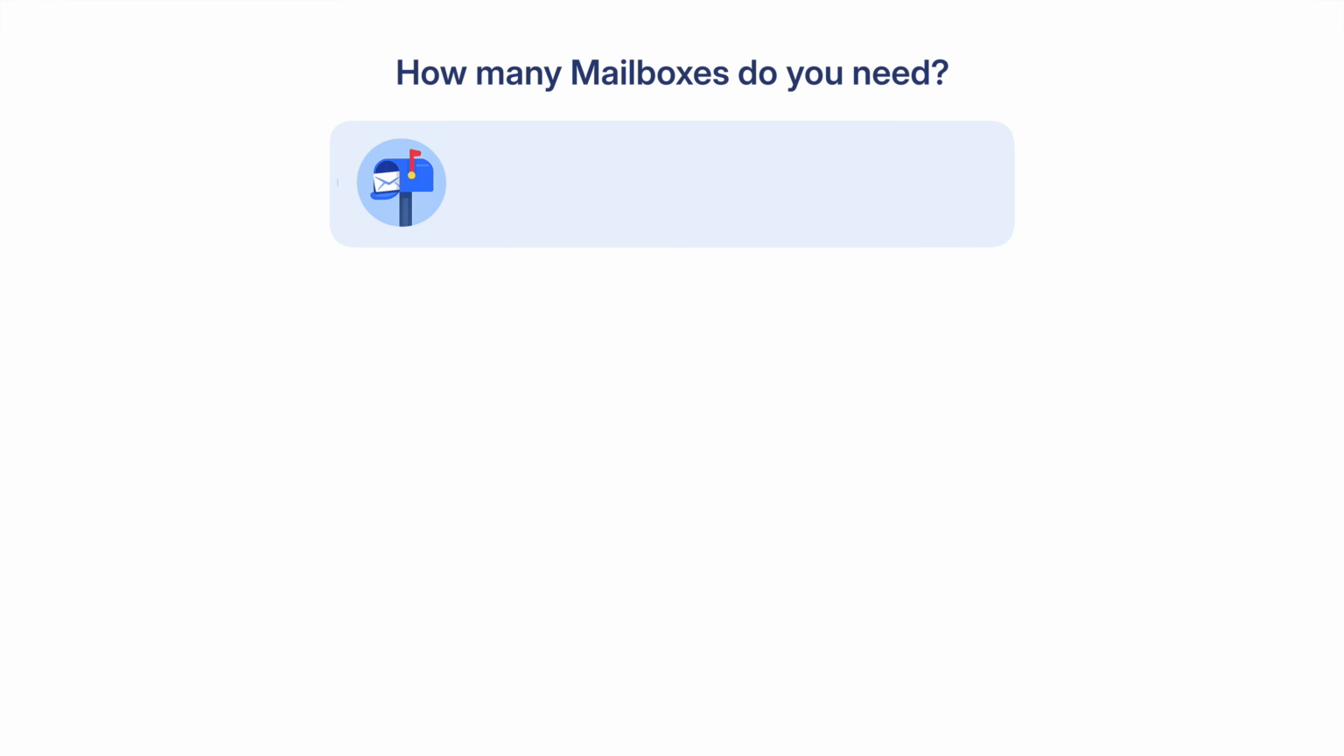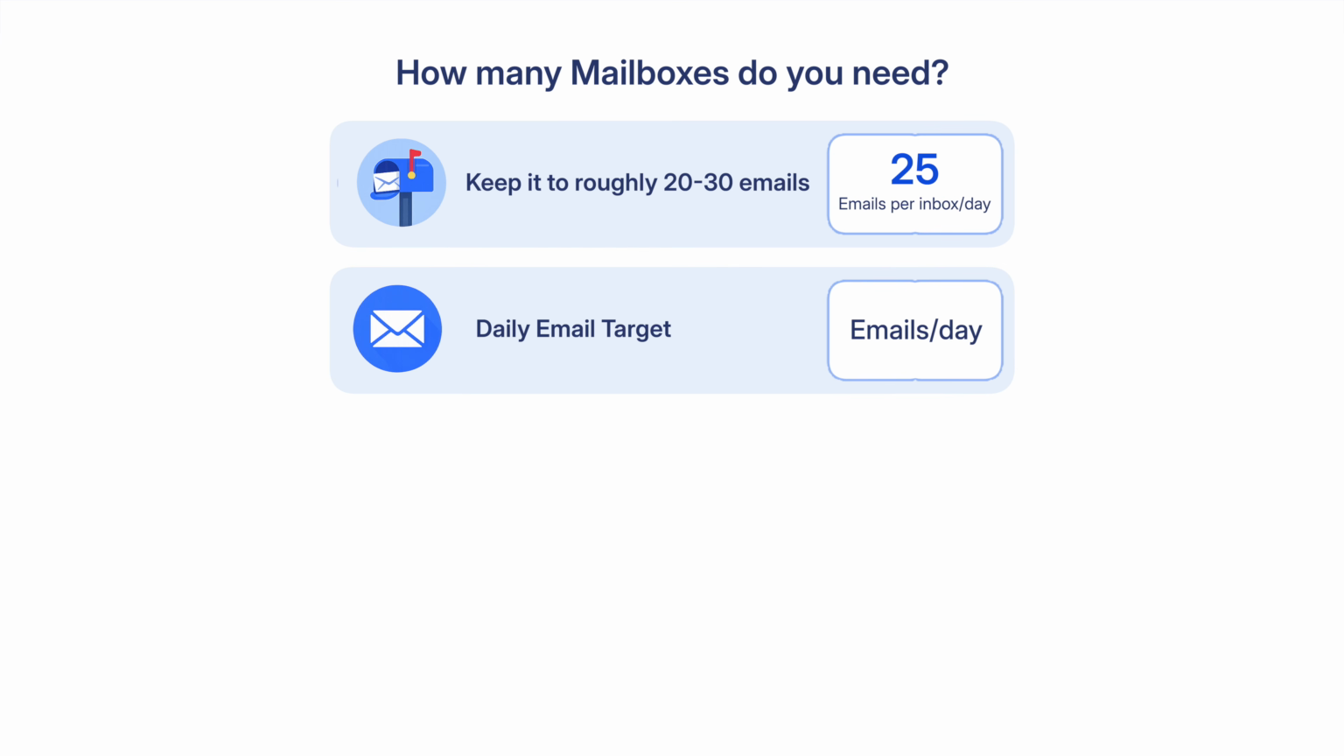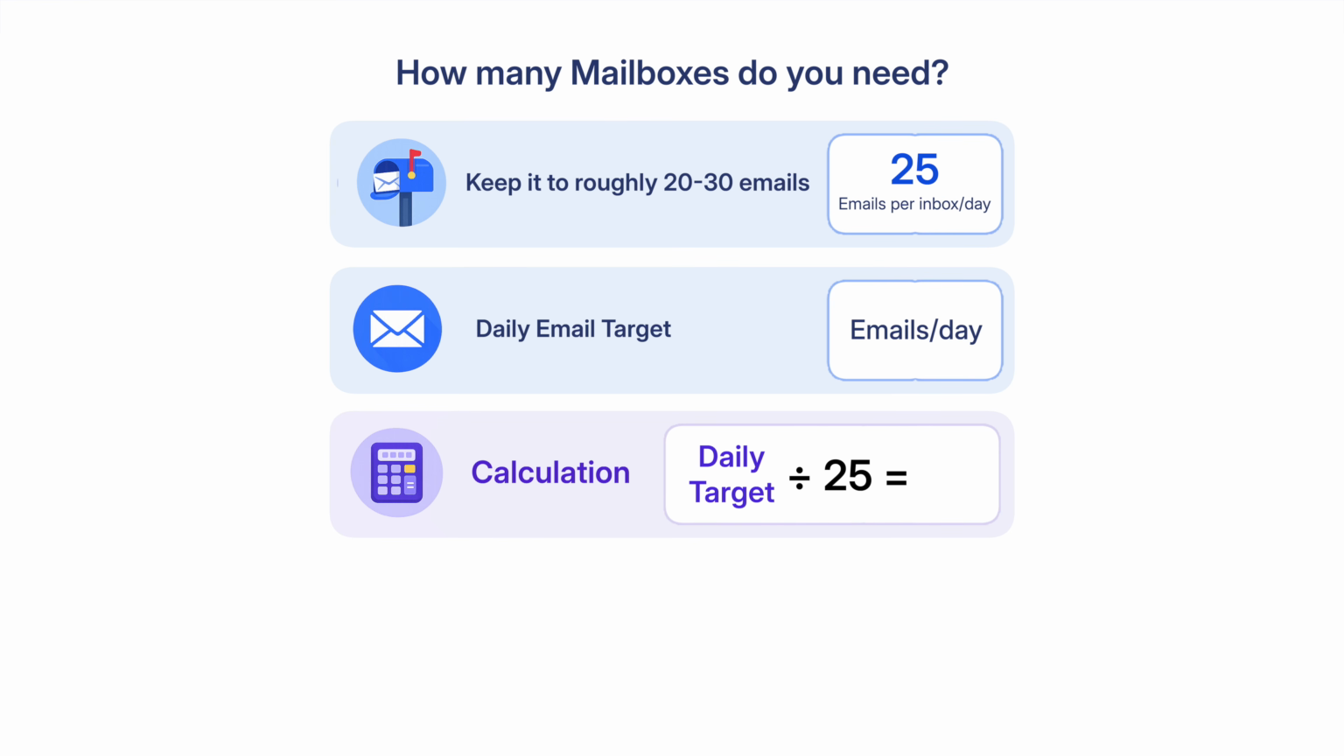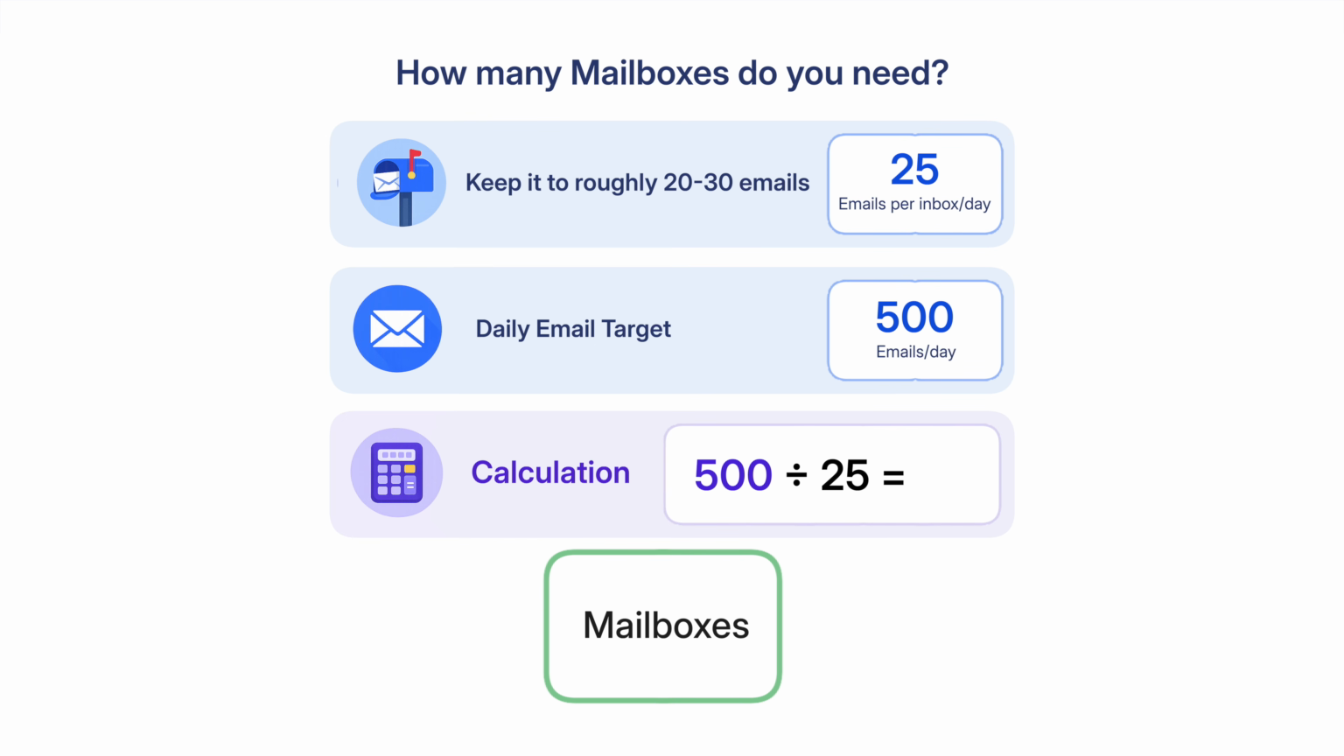Basically, when your mailboxes are warmed up, you want to keep it to roughly 20 to 30 emails per inbox per day to keep your deliverability good. So what you can do is decide your daily target for how many emails you want to send, divide it by 25, and that's your mailbox count. For instance, if you want to send 500 emails per day, you will need 20 mailboxes.